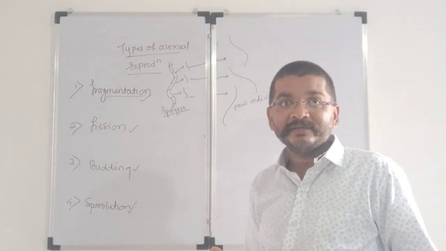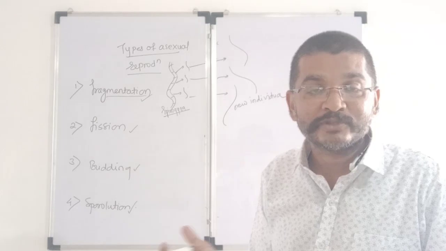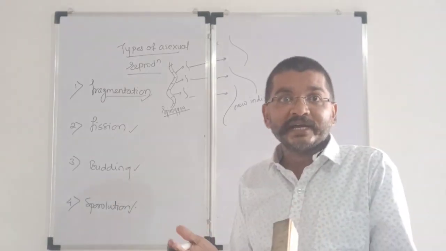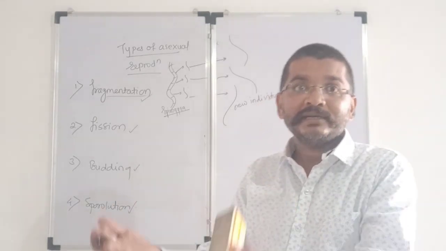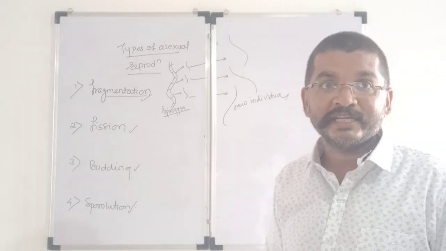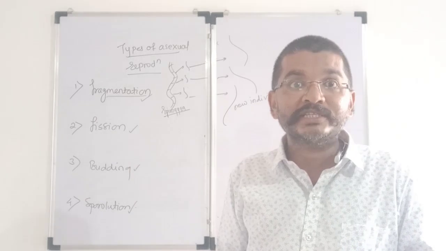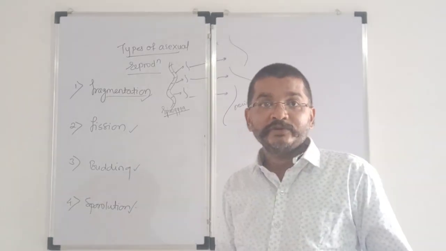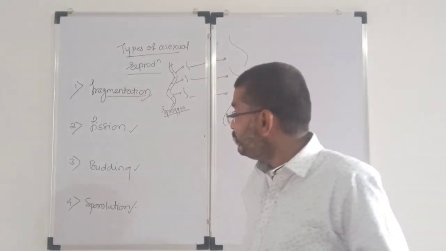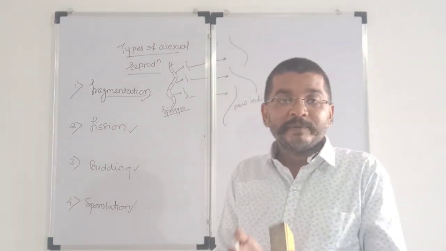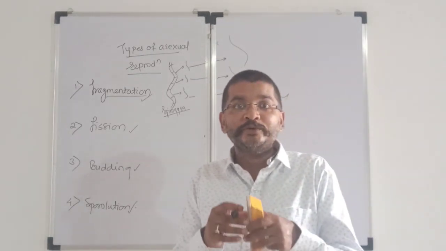So when a parent body has broken down into pieces, uske tukde tukde ho jaye, aur har ek tukda kya karega? Naya individual develop karega. That is called what? Fragmentation. Second kya? Fission. Fission means what? Division. What is the synonym for fission? Synonym yani similar word. Fission yani division. If the parent cell has divided equally into two cells.